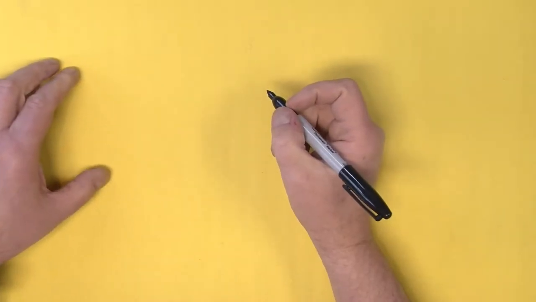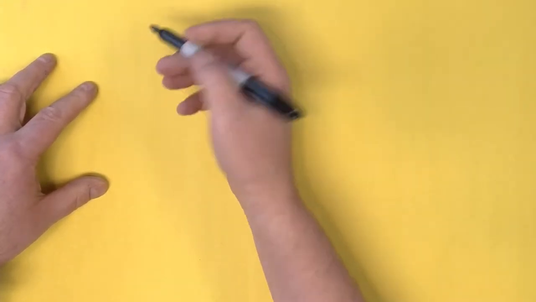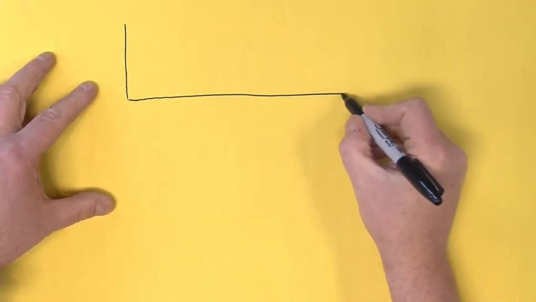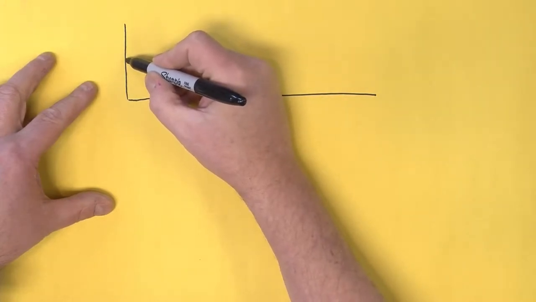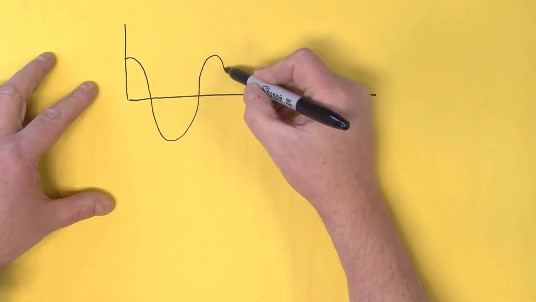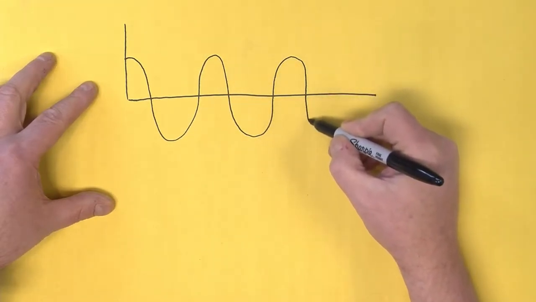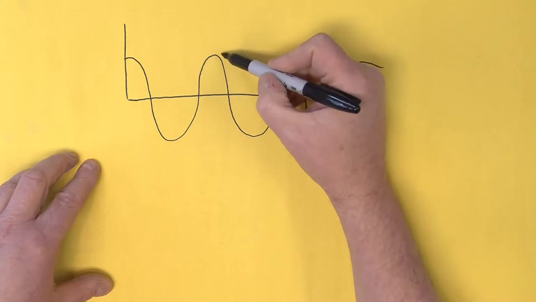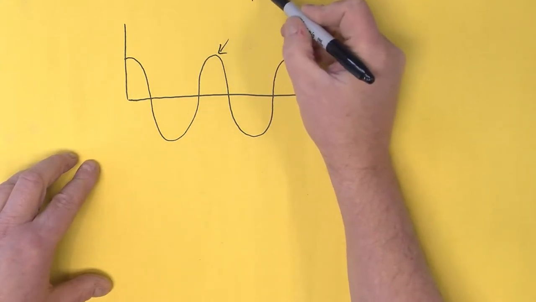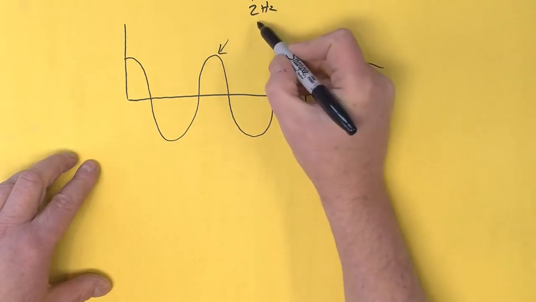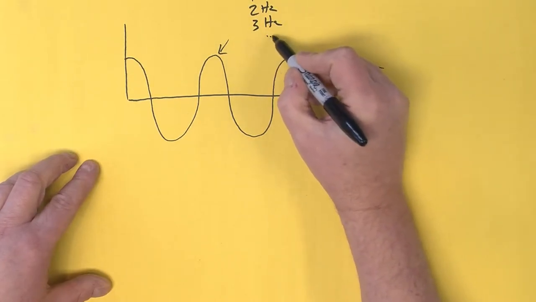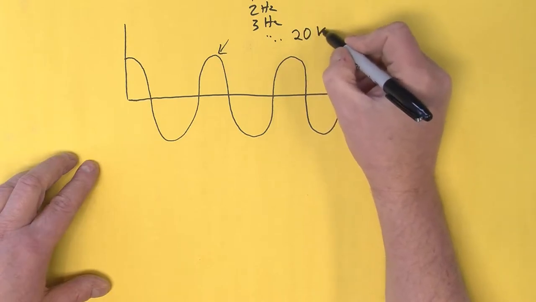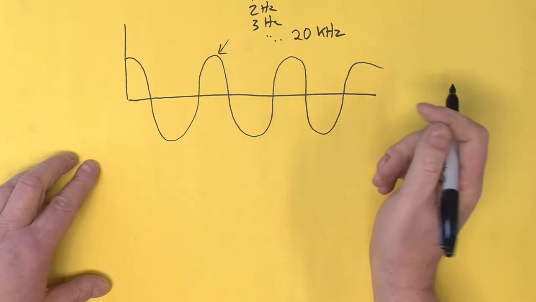So imagine that we have a sine wave of some unknown frequency. We, of course, want to identify the frequency of that wave. We can draw the wave something like this. And we would like to know if this wave is 1 hertz or 2 hertz or 3 hertz, all the way up to some high frequency. And if we were to use audio, maybe 20 kilohertz would be the maximum frequency we're interested in.